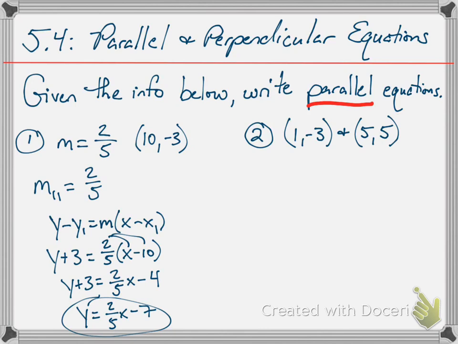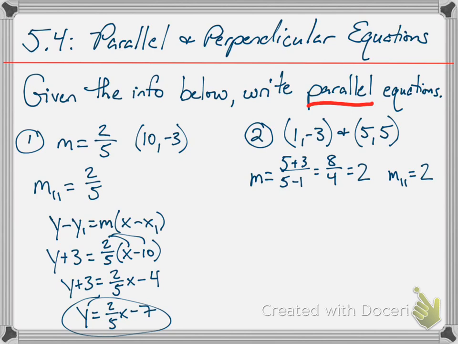Same thing here in number 2. Only difference is I give you 2 points. Well, if I give you 2 points, that means you have to go find the slope. So let's find the original slope of these 2 points. So we'll have 5 minus negative 3, so 5 plus 3, and then 5 minus 1. So it'll give me 8 over 4, which equals 2. So if my original slope is 2, that means my parallel slope is also 2. So use those 2 points to get the original slope.